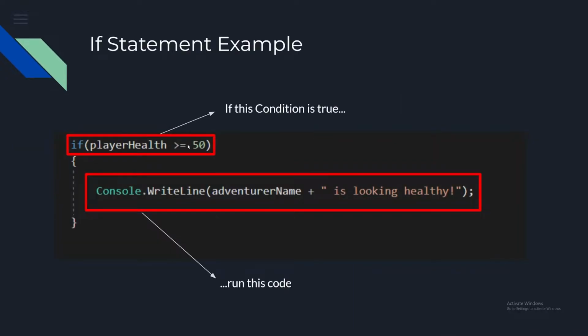So this is an example of an if statement. Basically, you'll see the condition here, right? We will write if the variable player health is greater than or equal to 50, then we will print this text, which is the player's name variable, and is looking healthy. So this code will run.